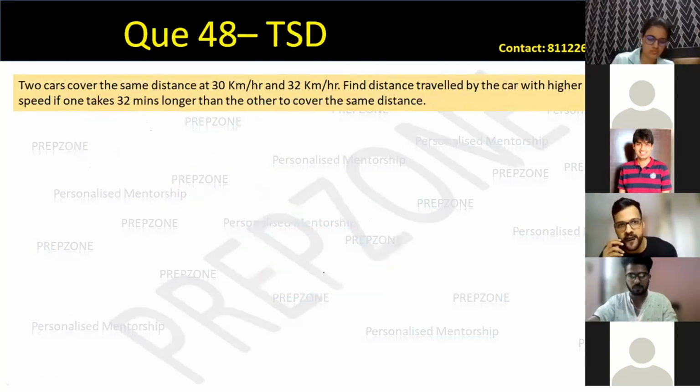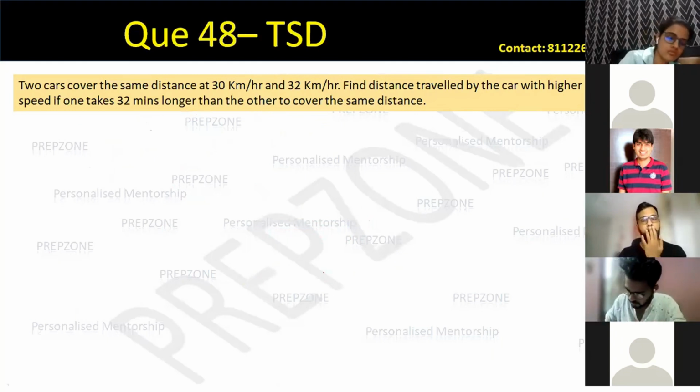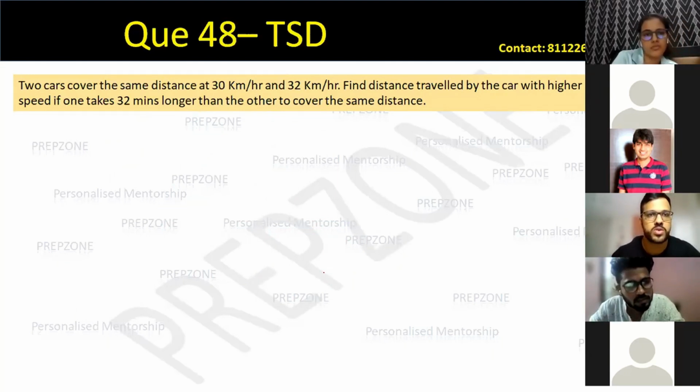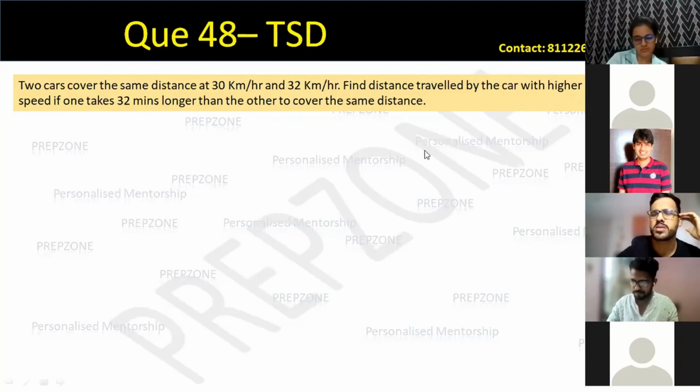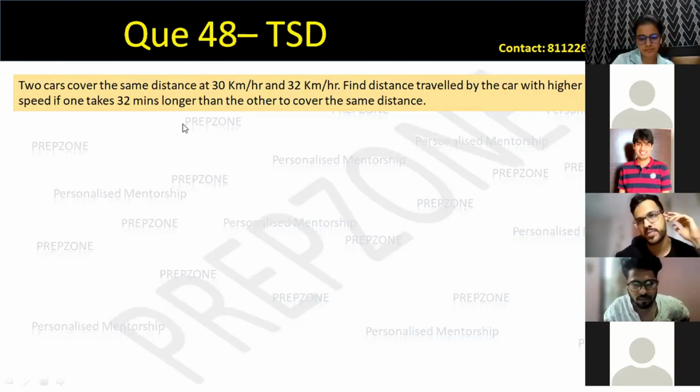Next question. Easy question है. Idea is move away from your traditional methods. Equation नहीं बनानी है. Clear? Speed का ratio is 15:16. Time का ratio will be 16:15, which means difference between the time is 1 unit. 1 unit it corresponds to 32 minutes.